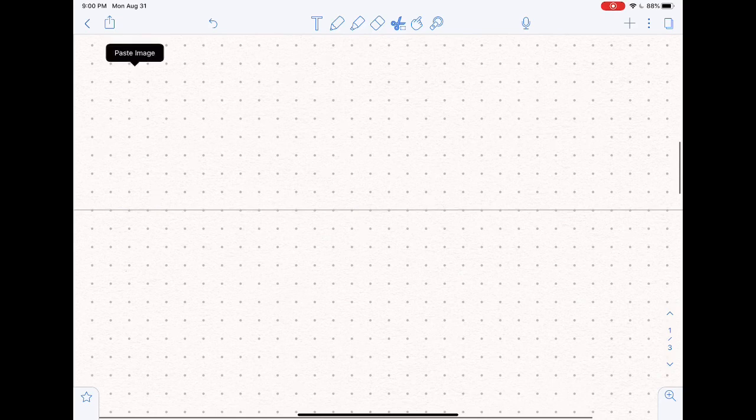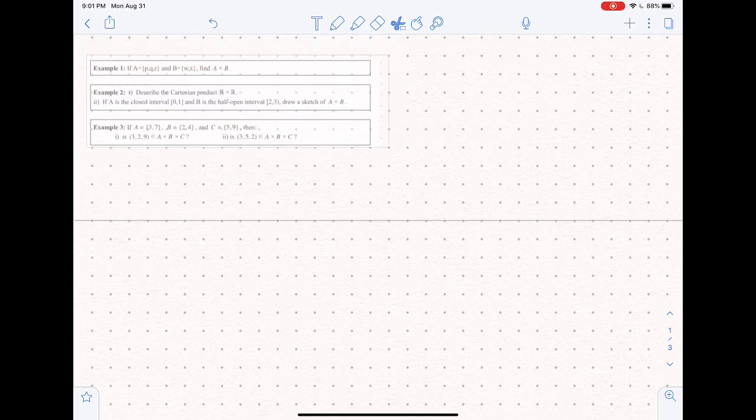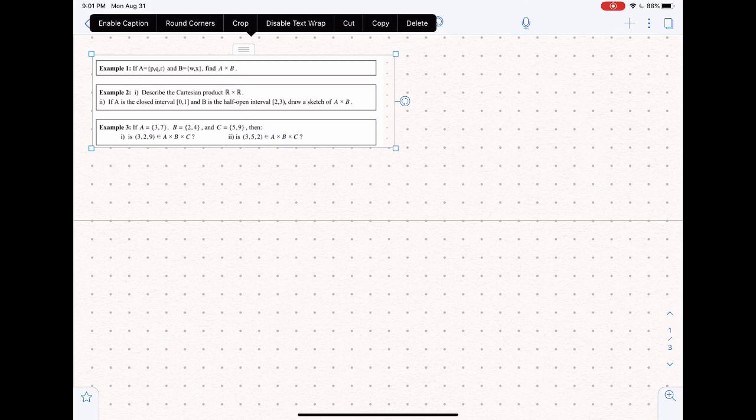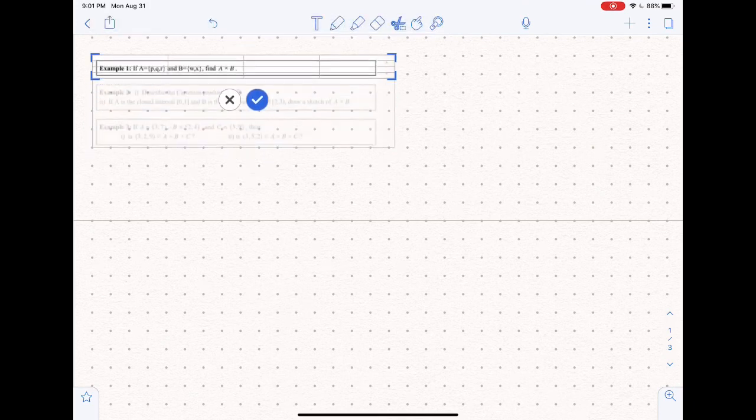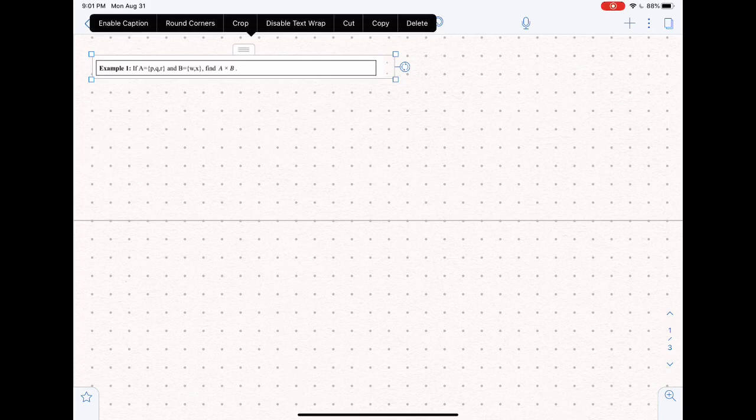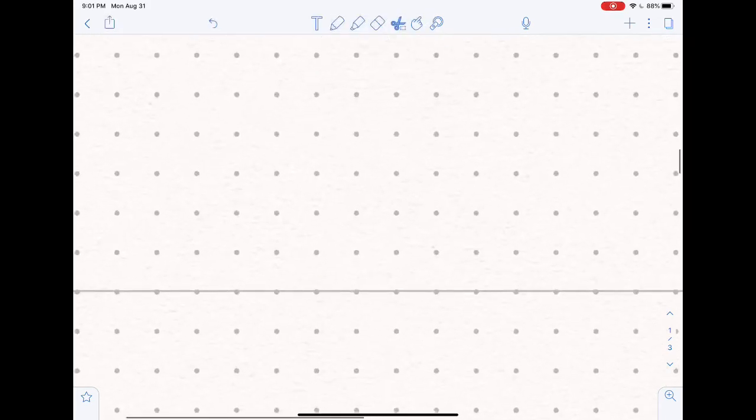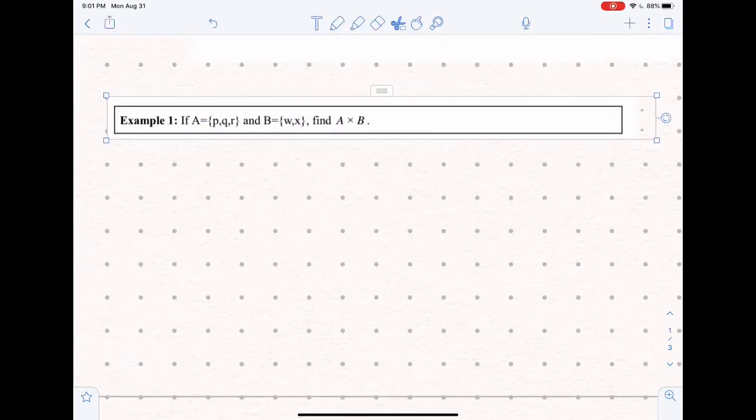Okay, so let's go ahead and put that. Here are our examples, and we're going to do them just one at a time. So let's focus on the first one. If the set A consists of 3 letters P, Q, and R, and the set B consists of 2 letters W and X, find A cross B, or A times B.